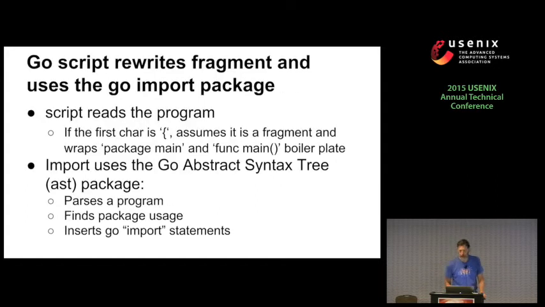So script reads the program. If it sees a curly, it says, you've said curly. I know you really want to have a func main. So it puts a package main, it throws a func main at the front, passes it onto this thing that uses the Go AST package to parse the program, find the package usage, validate that all the use of packages will work.